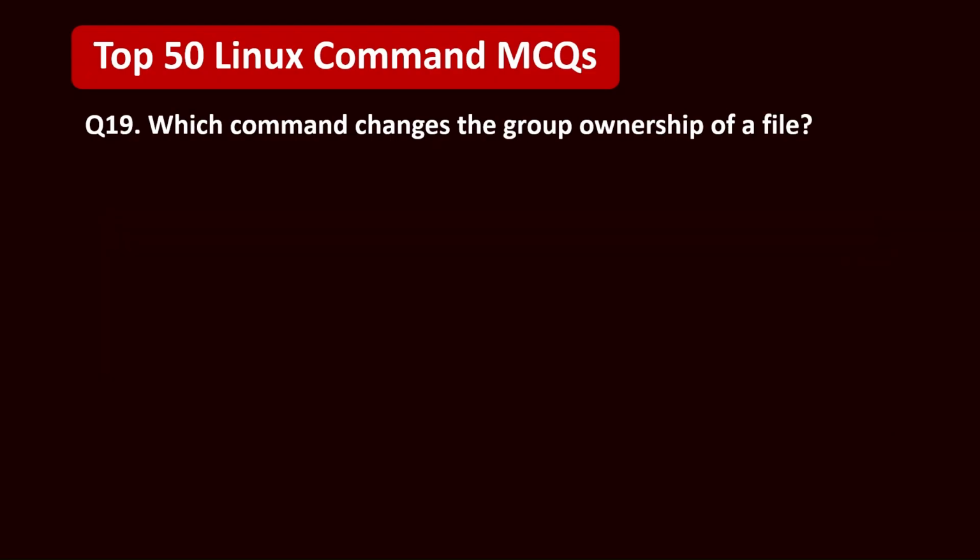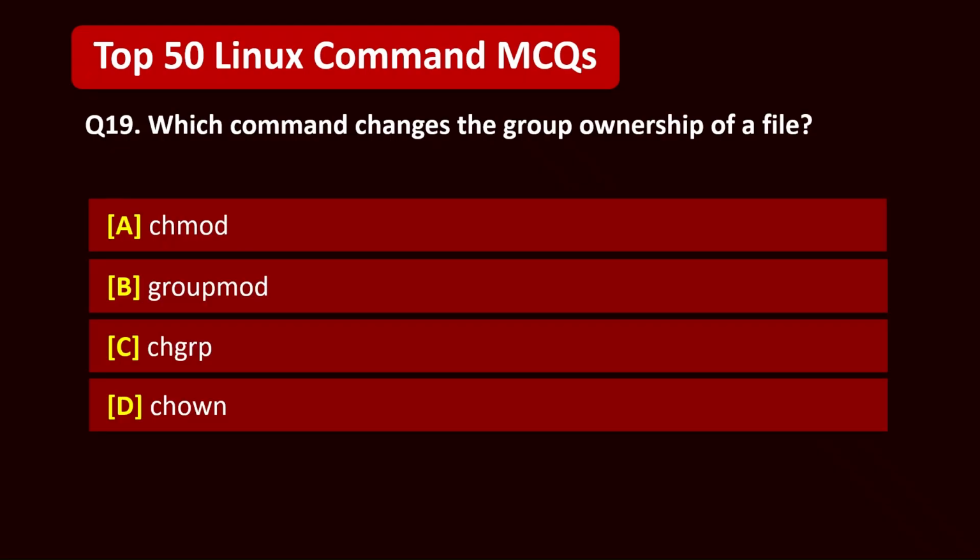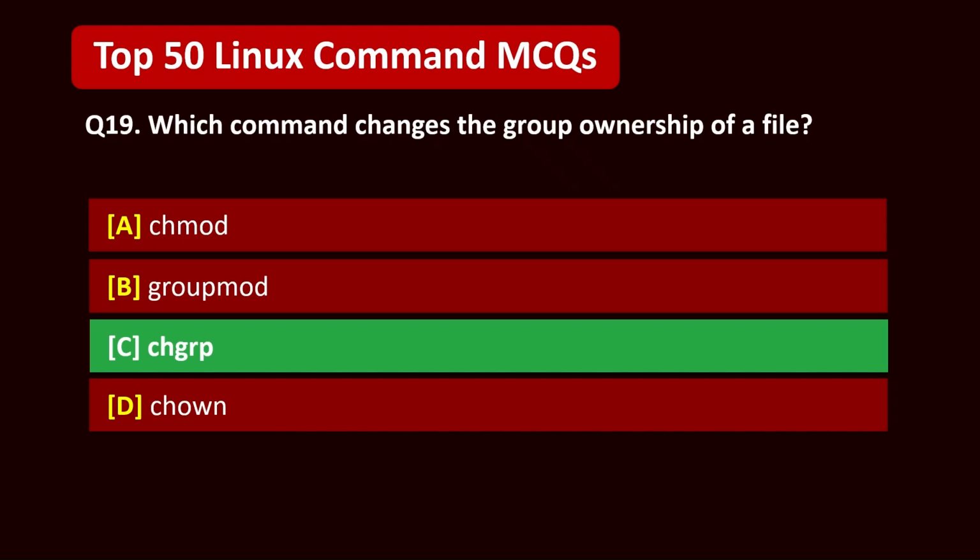Question 19. Which command changes the group ownership of a file? A, chmod, B, groupmod, C, chgrp, D, chown. 5, 4, 3, 2, 1. Correct answer is C, chgrp.